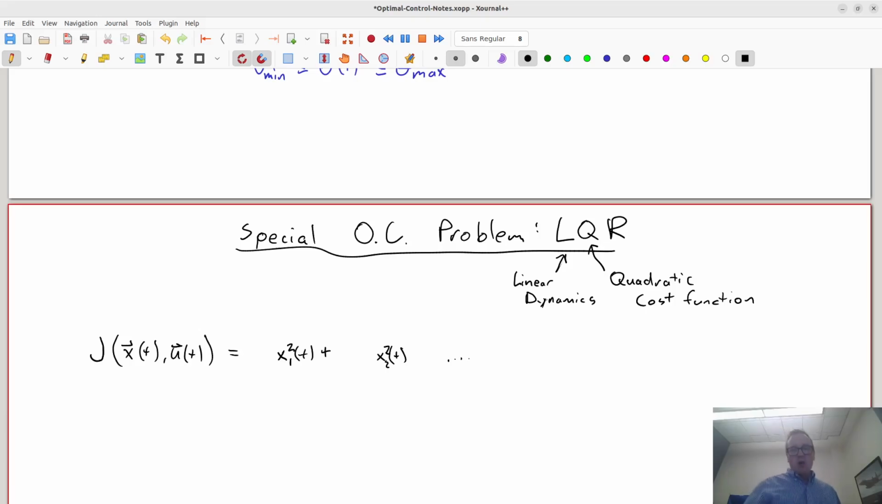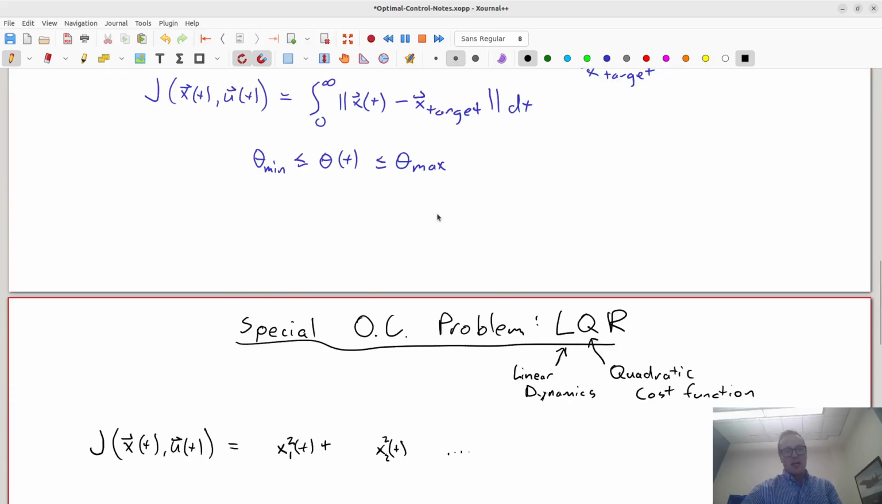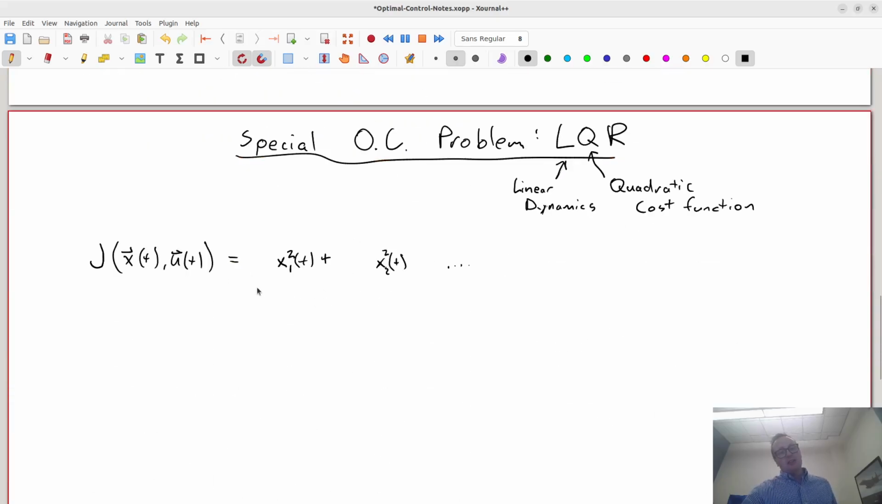In this LQR problem, in order to get the solution form that we want, we can't have any constraints on the states or controls. So we can't have x min less than x less than x max, or u min less than u less than u max. So if we just used this objective function, what would be the problem? If you're watching this on video, you can stop for a second and think about that. What would the optimization solution look like for that?